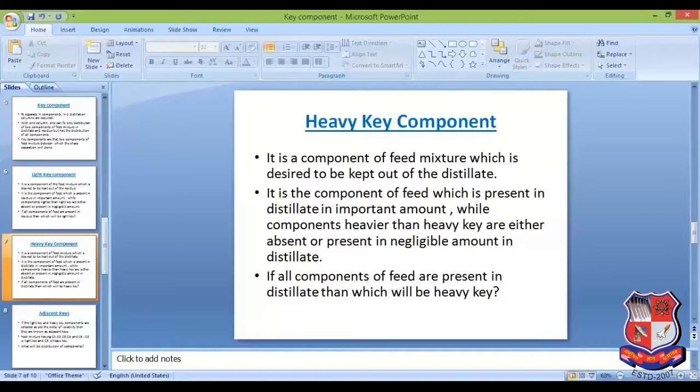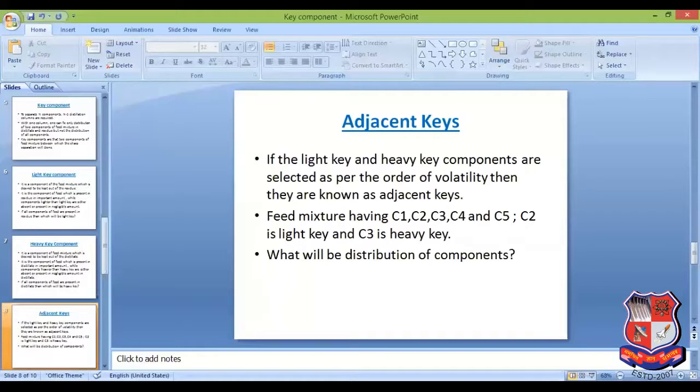So you just keep this thing very clear. When you are talking about light key, you should focus on residue, and if you are focusing on heavy key, then you should think of distillate. Okay. So now we are going to discuss two concepts: adjacent keys and non-adjacent keys.